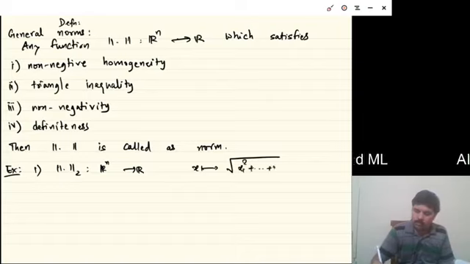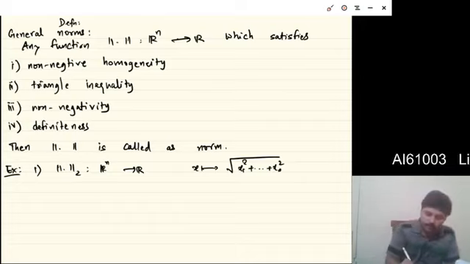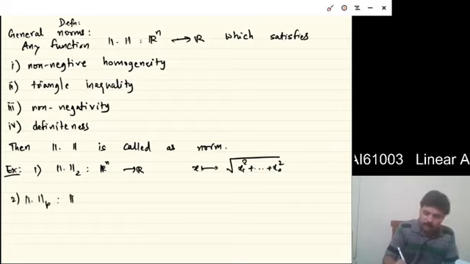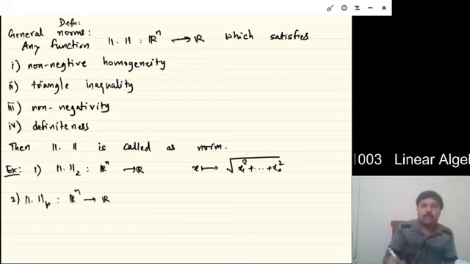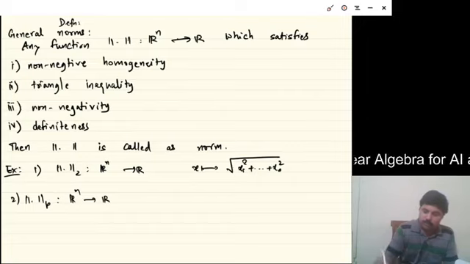So that's the formula. That's what this function does. X is being sent to, the vector x is being sent to this number. The second example is p from Rn to R. We call this p norm. And how do you define this p norm? The way we define this p norm is the following.